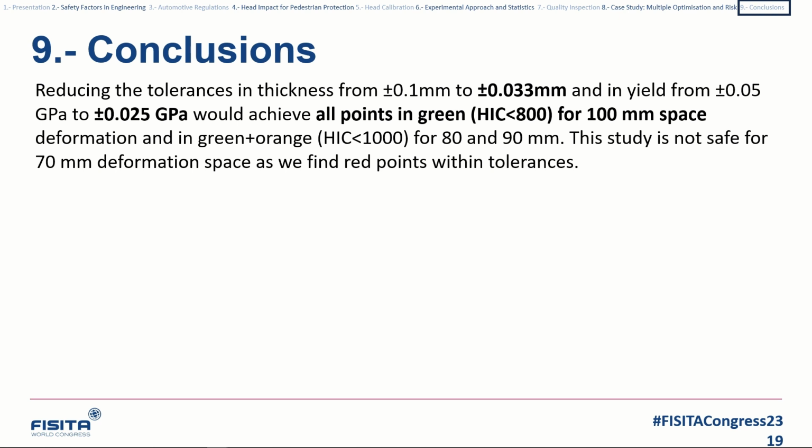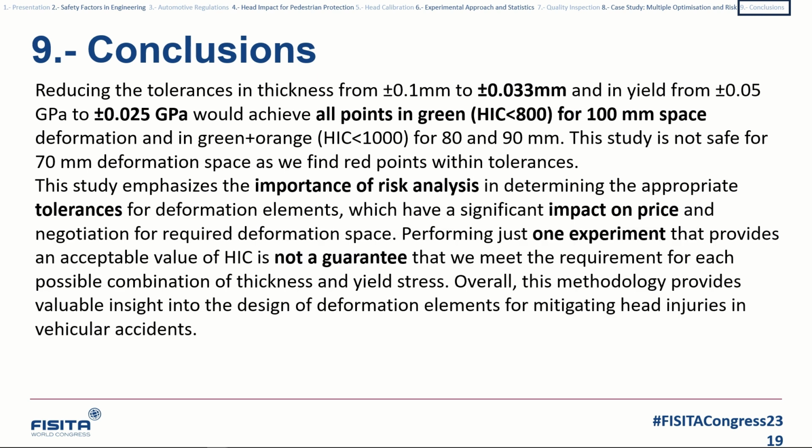However, if we reduce the tolerances from plus minus 0.1 to plus minus 0.033 millimeters, and in yield stress from 0.05 gigapascal to 0.025 gigapascal, we can achieve all points in green for 100 millimeters space deformation, and green and orange for 80 and 90 millimeters. This study is not safe for 70 millimeters space, as we have red points even within these expensive tolerances. So, this study emphasized the importance of risk analysis in determining the appropriate tolerances for deformation elements. But this has an impact on price. Performing just one experiment that provides an acceptable value of HIC is not a guarantee that we meet the requirements for each possible combination of thickness and yield stress that is not rejected by our quality.